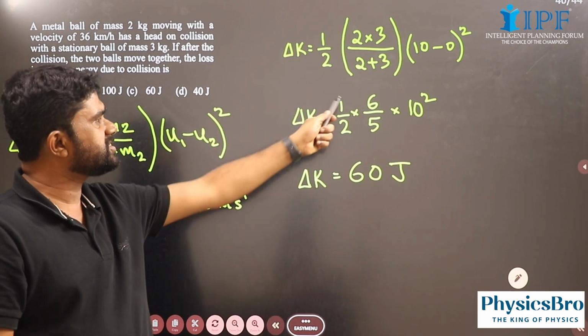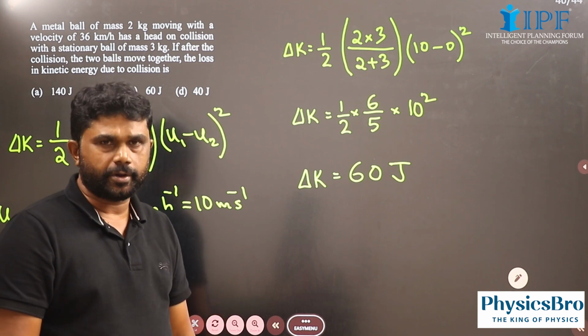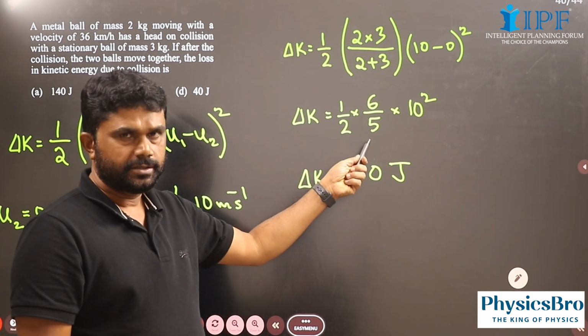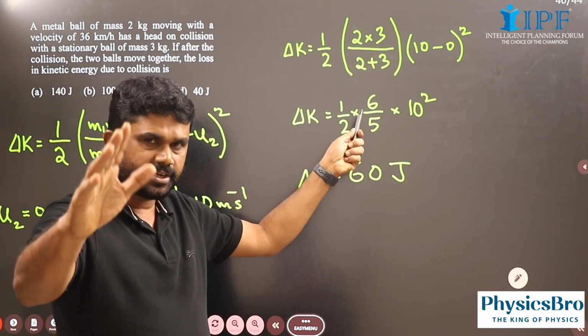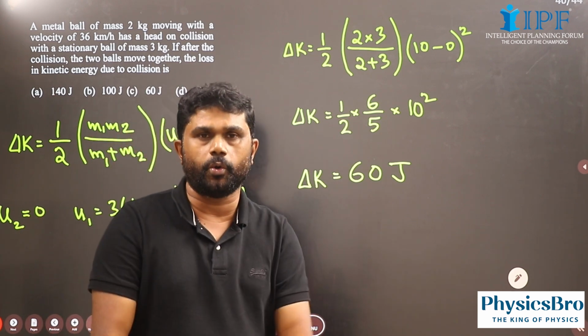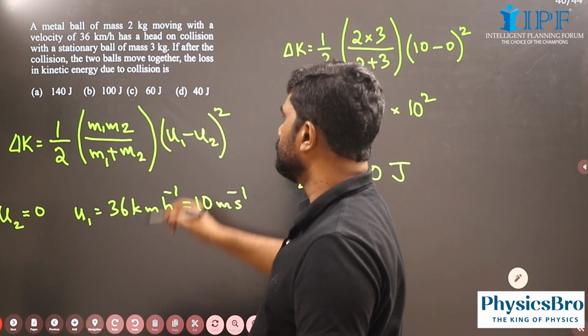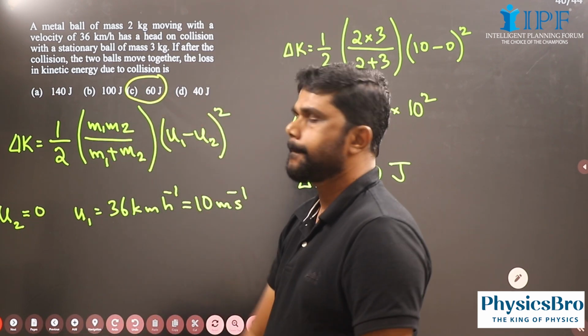So it will be half into 6 by 5. Then 10 square. This 2 into 5 is 10. This 10 square by 10 will be 10 only. 10 into 6 is 60 joule. Okay. So this is the correct answer. Right.